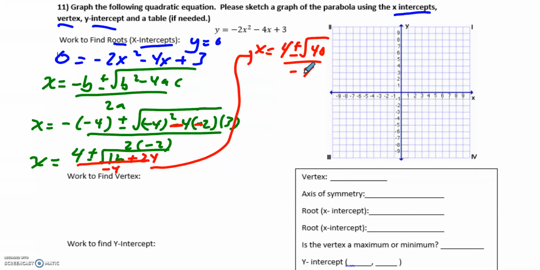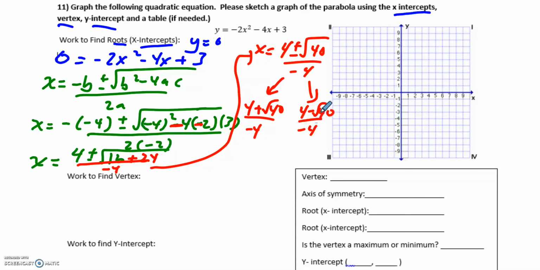So at this point, as we talked about in class, you could absolutely take the 40 and split it into 4 and 10 and continue simplifying. However, because we're graphing, it would make more sense here to find my two decimal answers. And to find those, you'd plug in 4 plus root 40 divided by negative 4, and then 4 minus root 40 divided by negative 4.